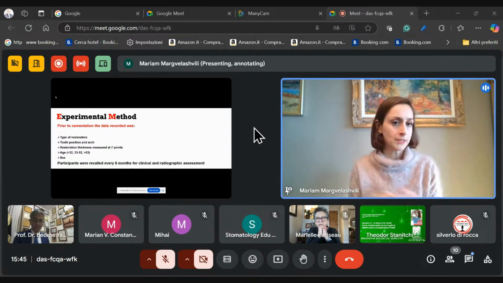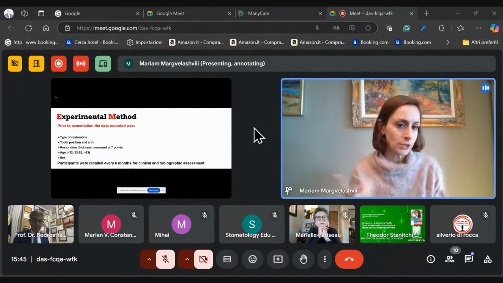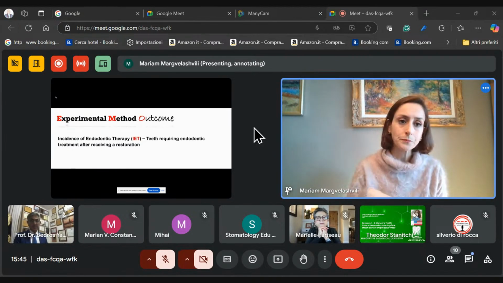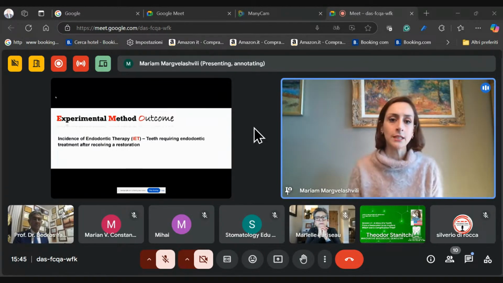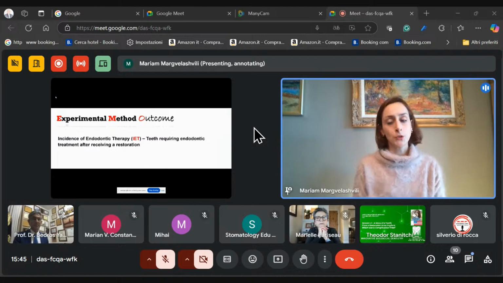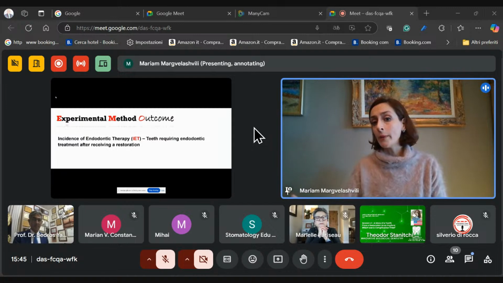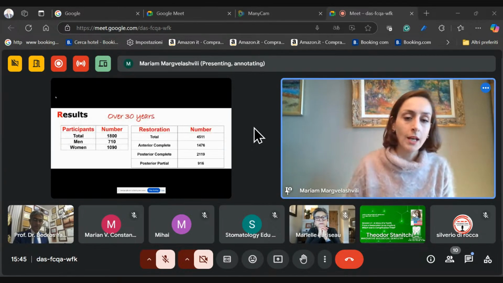So 2 groups, 3 age groups, as you can see on the slide, 2 genders. And the participants were recalled every 6 months for clinical and radiographic assessment. The outcome this time was not a fracture. It was incidence of endodontic therapy. In other words, the tooth was vital and they received either an inlay, onlay, or crown. And over time, how many post-prosthetically would need root canal therapy?